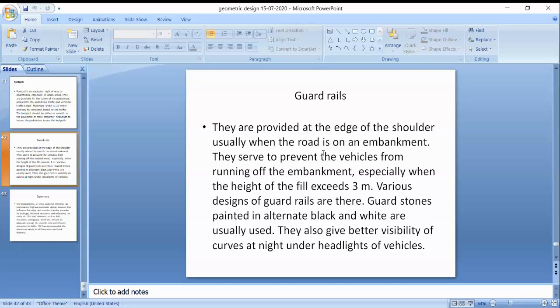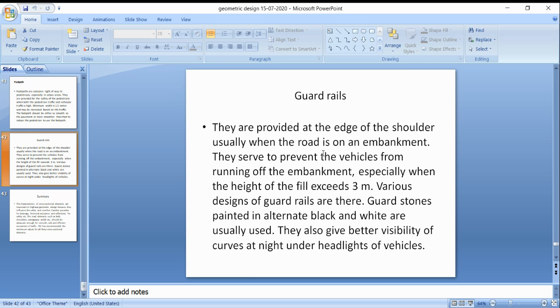The next one is the guardrails. So guardrails are also important. They are provided at the edge of the shoulders. So we have seen that at the end of the carriageway we have the shoulders. That shoulders usually, when the vehicles are on the embankment, serve to prevent the vehicles from running off the embankment. So what is the requirement of the guardrails?